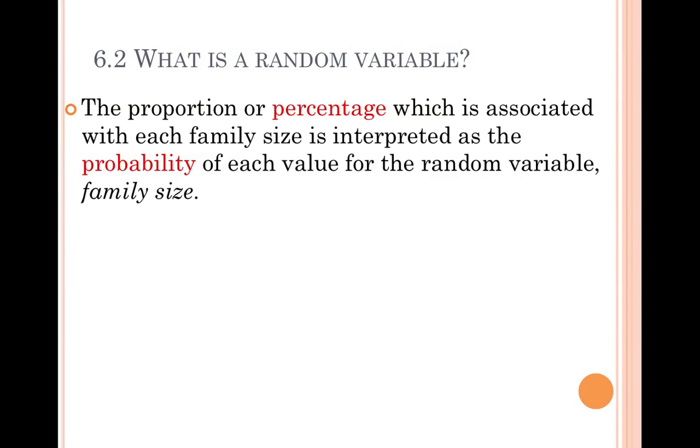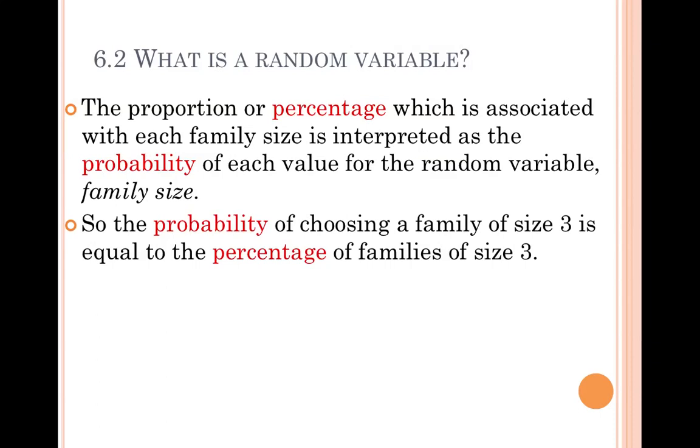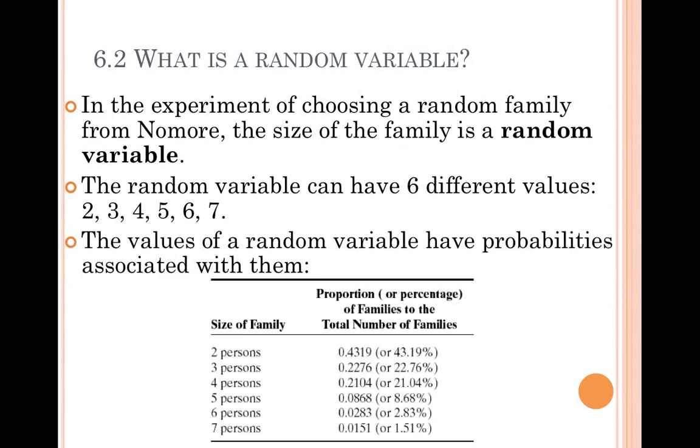The proportion or percentage associated with each family size is interpreted as the probability of each value for the random variable family size. So the probability of choosing a family of size 3 is equal to the percentage of families of size 3. When we look at the table at the family of size 3, the probability of randomly choosing a family of size 3 is equal to 22.76%, because that is the proportion of families of size 3.